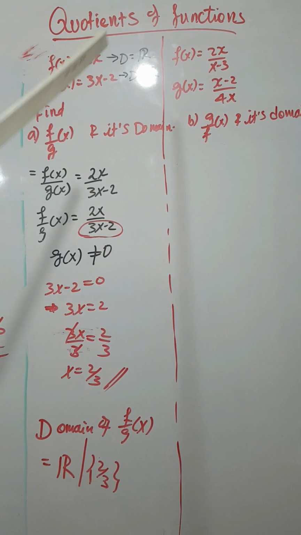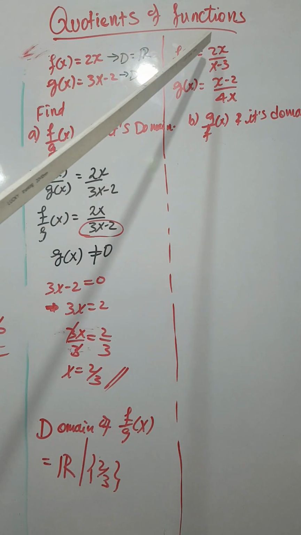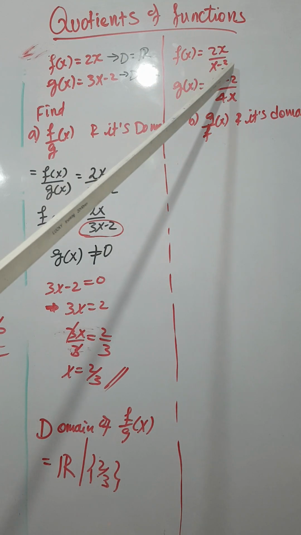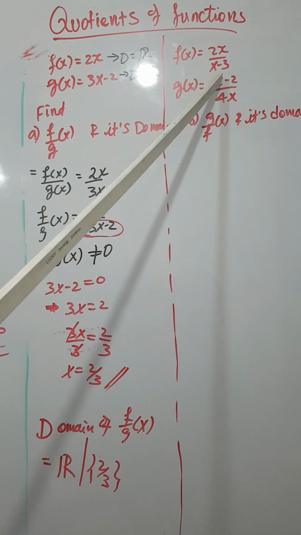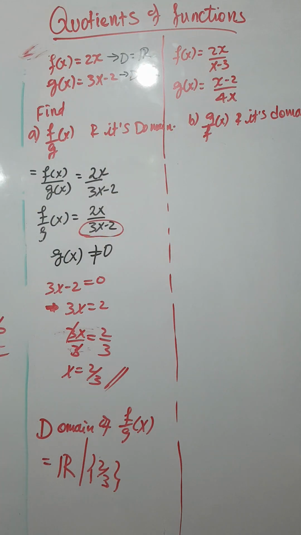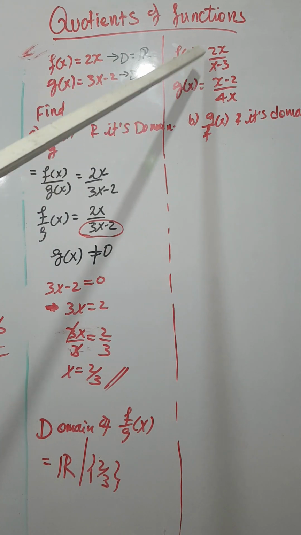The function here is f of x is equal to 2x over x minus 3, and g of x is x minus 2 over 4x. So first let's identify the domains. What is the domain for f of x?